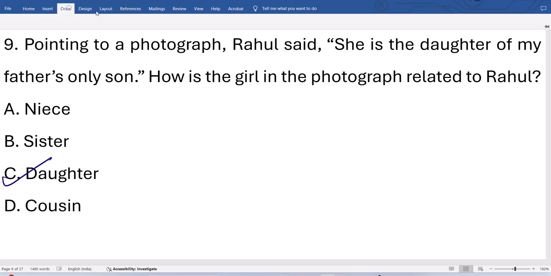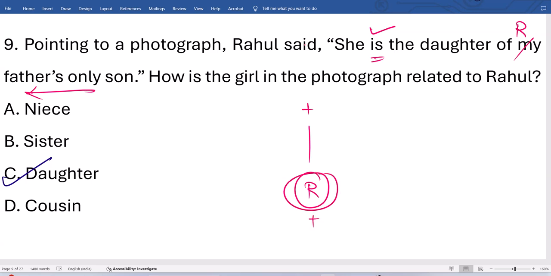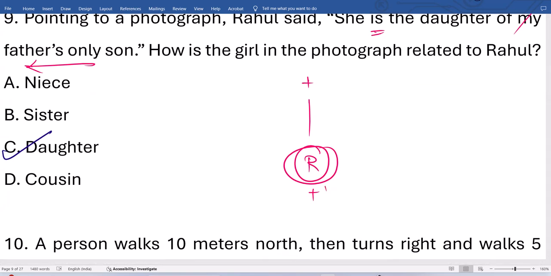We are given one clue. After the word "is", we have to read from back to front. Here "my" means Rahul. Rahul's father has only one son, that is nothing but Rahul. So she is the daughter of Rahul. When a male person says my father's only son, or my mother's only son, it means that person only. The same person will come. So how is this girl related to Rahul? Daughter.